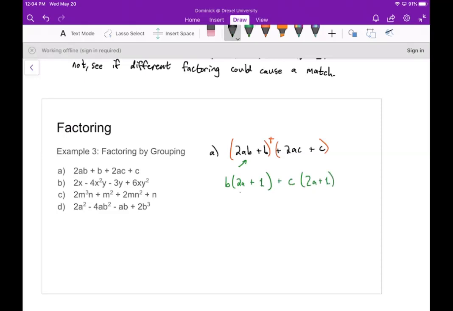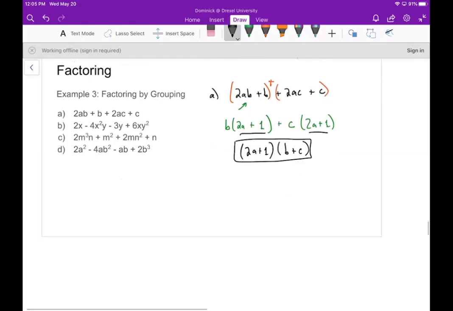Well, now the things in these parentheses match. We have 2a plus 1 and 2a plus 1. So I'm going to factor out that 2a plus 1, sort of like we did before. And then what do I have left? I have b plus c. Right? So that's factoring by grouping.